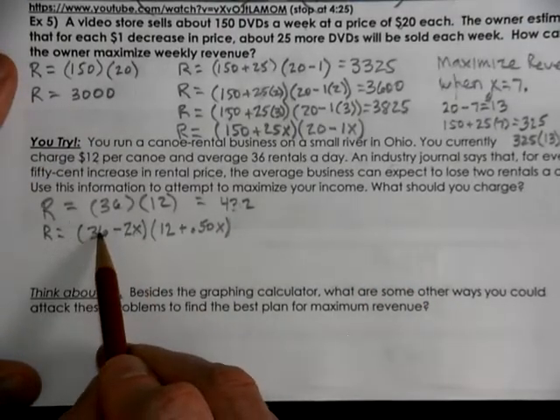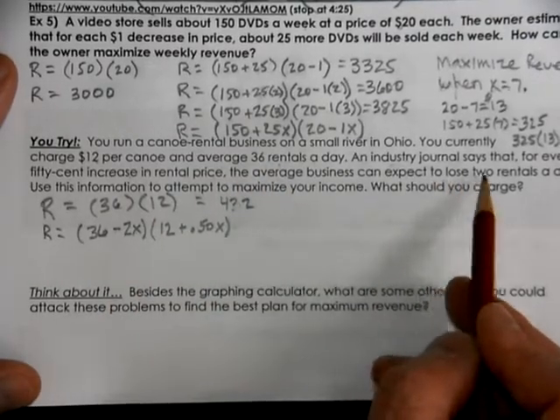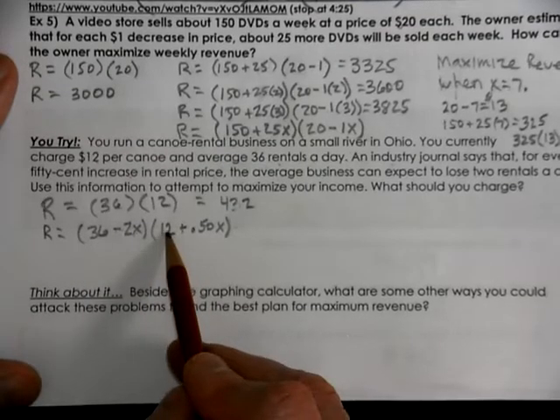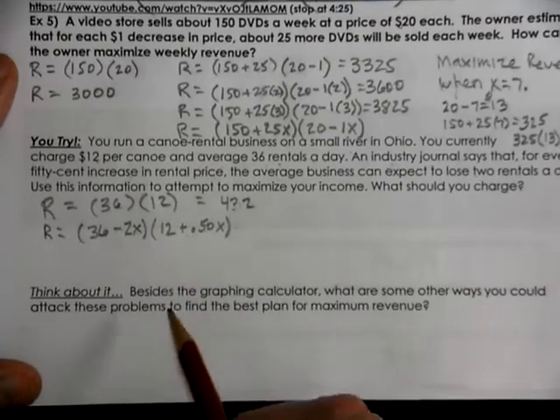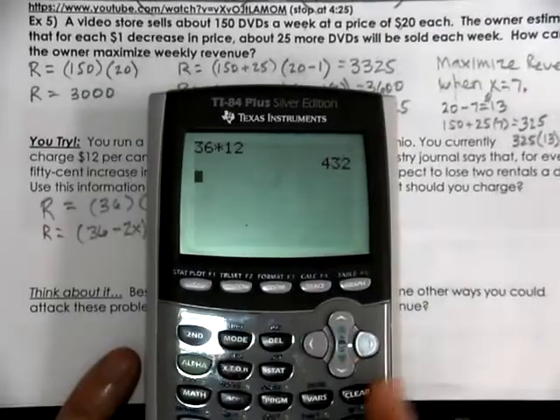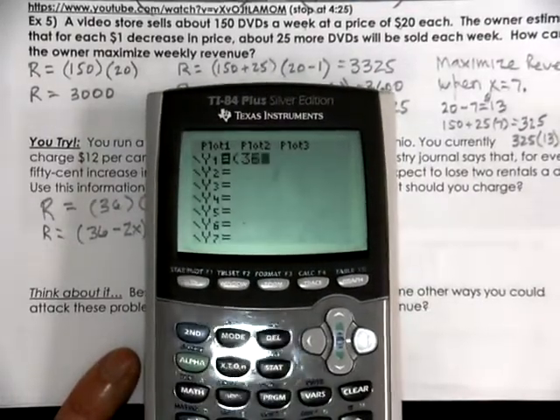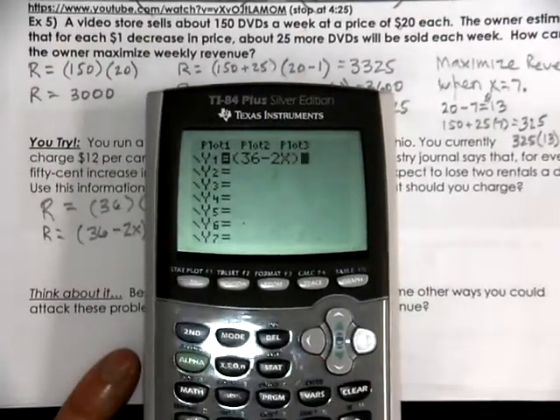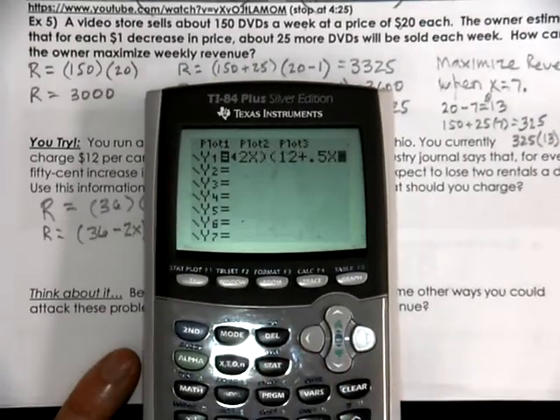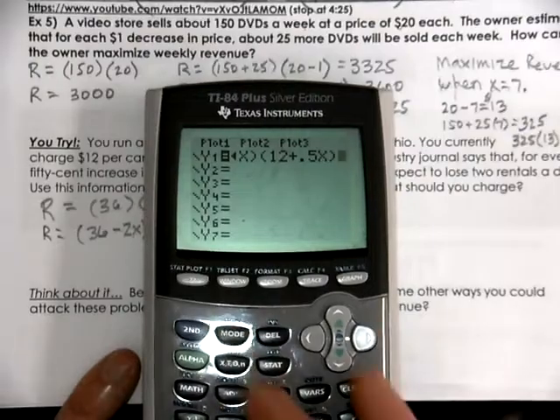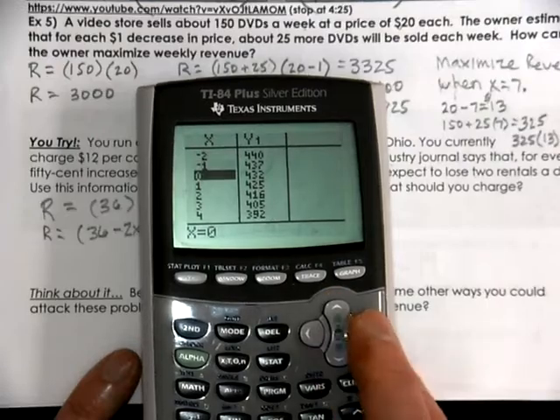I got this because 36, that's the number of items, that's the number of rentals, and it drops 2 rentals a day, so those units have to match. This is dollars, $12 minus 50 cents, so that's half a dollar, multiple times. So we're going to go to our calculator. We'll get rid of the old equation. We'll type in 36 minus 2x and 12 plus 0.5x, or 0.50 if you wish, same thing. And we go to our table and we look for our maximum value.